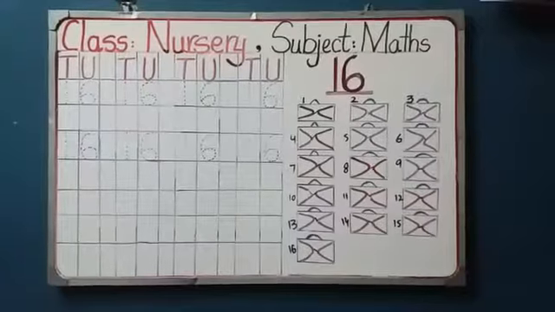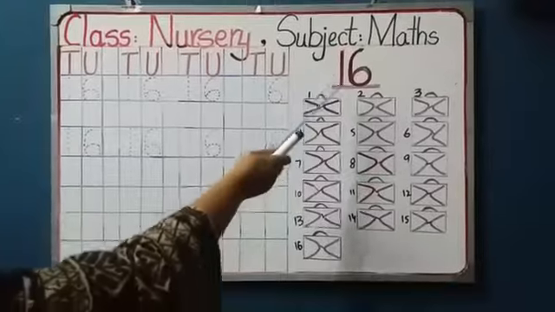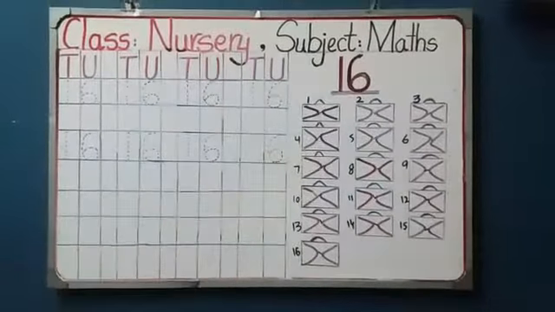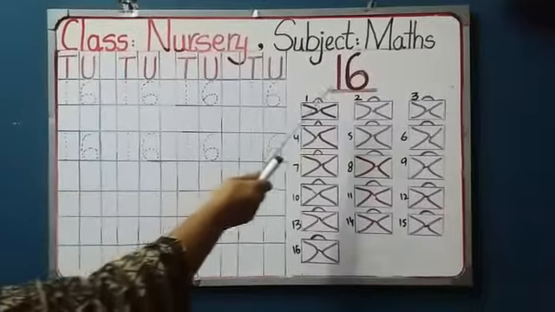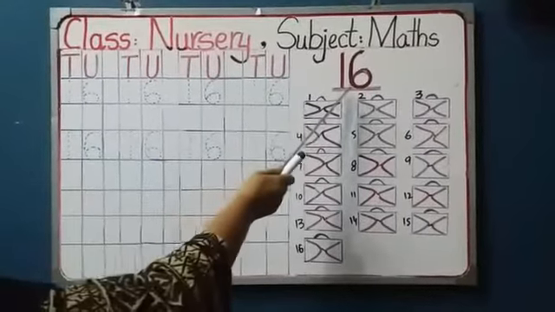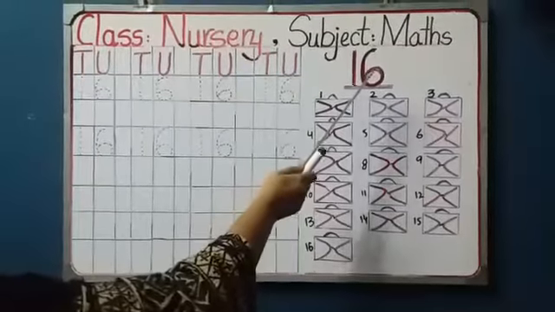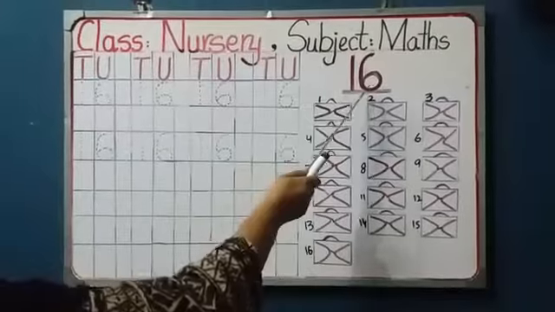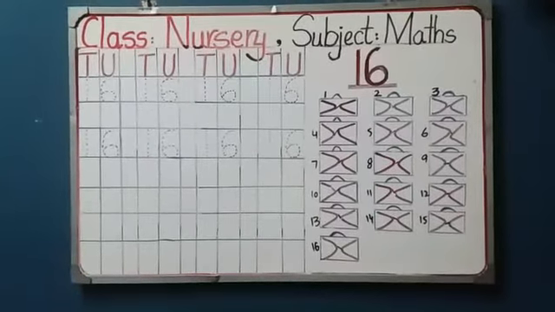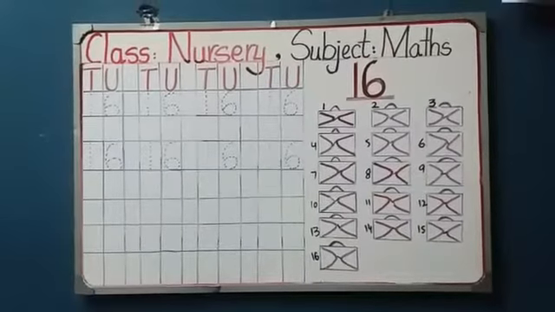And today we have digit 16. What? Digit 16. Read with me. 1, 6, 16. Read again. 1, 6, 16. What's the digit? 1, 6, 16. Say 16. Repeat again and again. 16, 1, 6, 16.